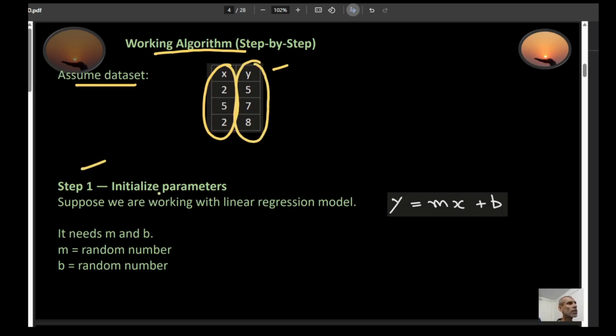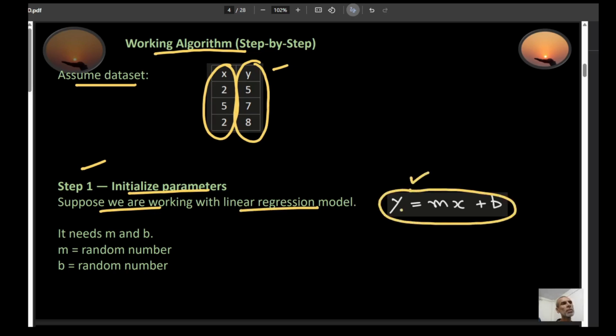So step one, you initialize your parameters. Suppose we are working with the linear regression model. If you remember, in your linear regression model, your y would be mx plus b. This is the equation that will come out to be. That's what you're trying to predict. In other words, you're trying to find m and b. So we start with a random number. We pick a random number for m, we pick a random number for b. This is how we initialize our parameters.